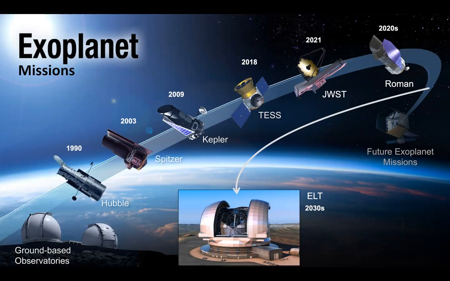JWST is going to be great for, for the first time, getting transmission spectroscopy of terrestrial planets around red dwarfs, not around sun-like stars, but around red dwarfs. Right? Roman is going to be launched hopefully in the next 5 years or so. It's going to be a wonderful demographics mission, but not really great for doing really detailed studies of individual planets. And then I've added the ELTs, even though it's not in space, because it's going to be great for doing direct imaging, potentially of terrestrial planets, but again, around red dwarfs, not around sun-like stars.